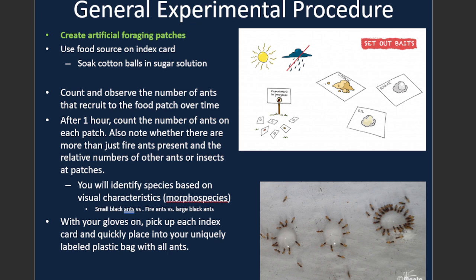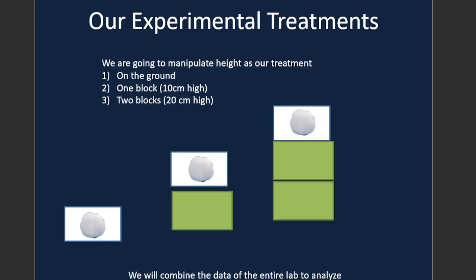After an hour, count the number of ants on each patch, and note whether there are more than just fire ants present. So if there's other types of ants, other insects, just note that. You don't need to know the species itself, but you can say like small black ants, fire ants, or large black ants, other descriptive words. And at the end, you're going to put some gloves on, and you're going to pick up your index card and place them into a uniquely labeled plastic bag with all the ants in it.